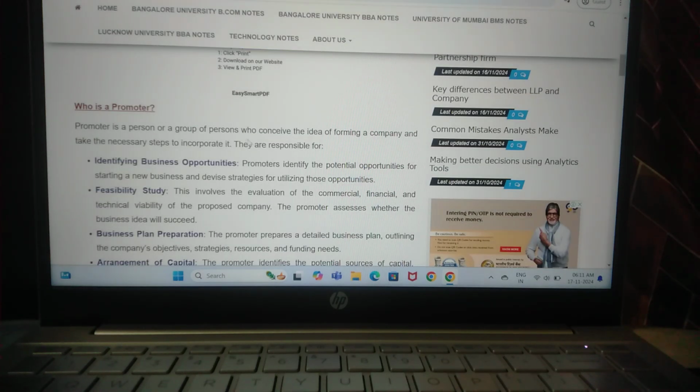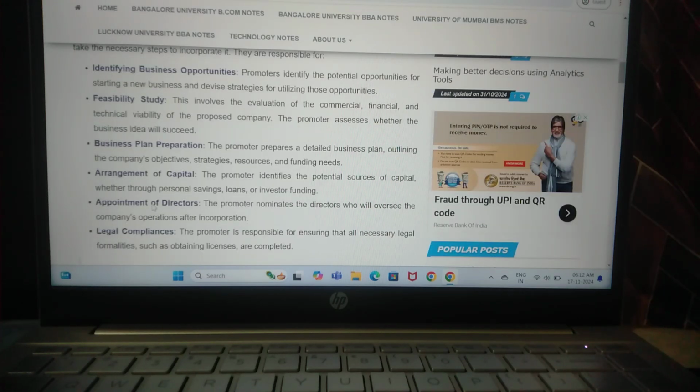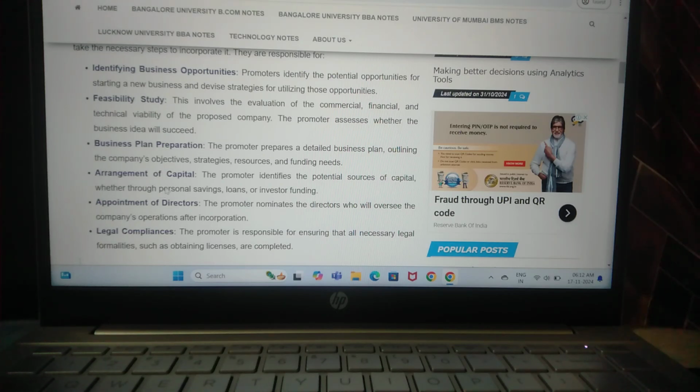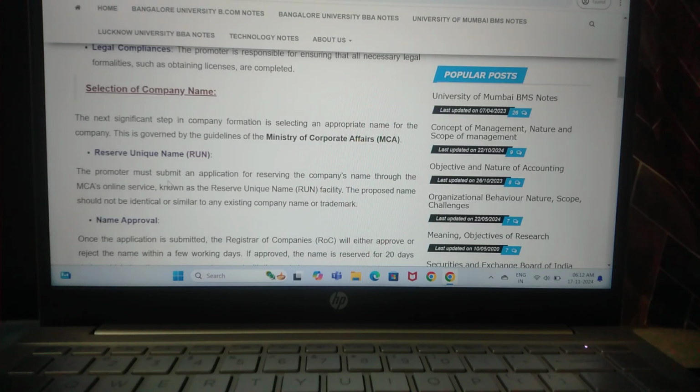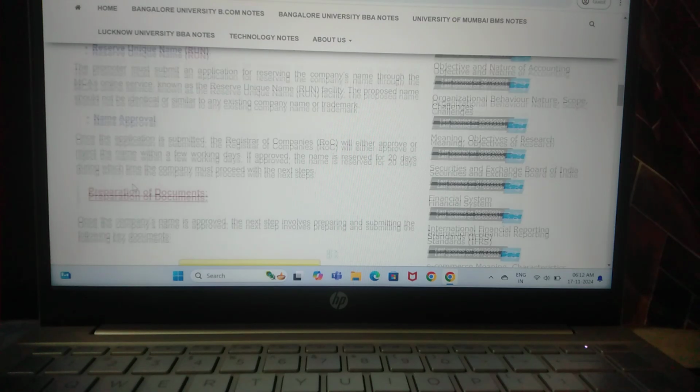Who is a promoter? Meaning: they are responsible for identifying the business opportunities, feasibility study, business plan preparation, arrangement of capital, appointment of directors and legal compliances. So these are the responsibilities of the promoter. Next one, selection of company name. Here it must be a unique name and it has to be approved, name approval.